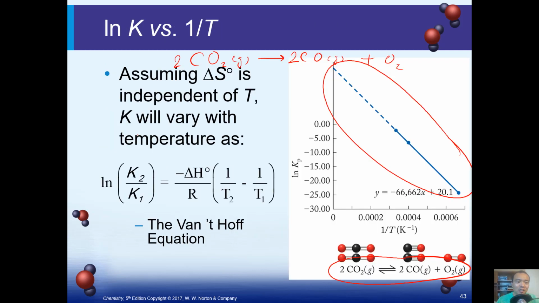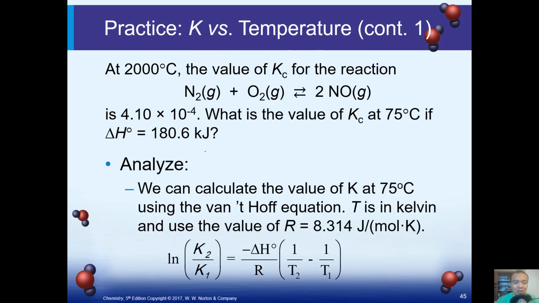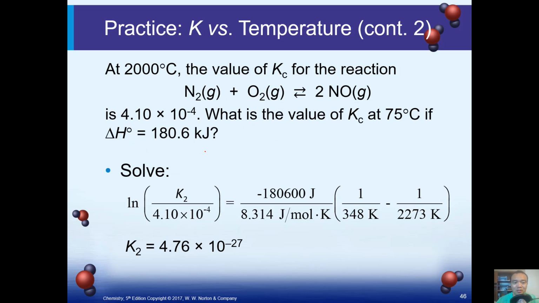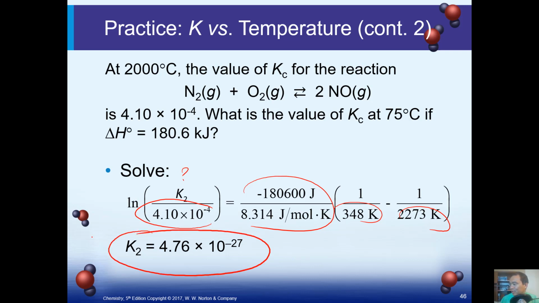So we can use the two-point equation to do this calculation, because one is not given. This is given. Temperature is given. Temperature is given. Delta H is given. So we can substitute the numbers in and do the calculation and find out what the equilibrium constant is at a different temperature. And this turns out to be a much smaller number.